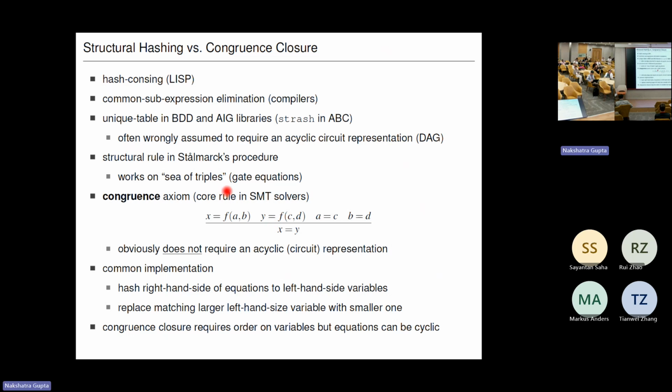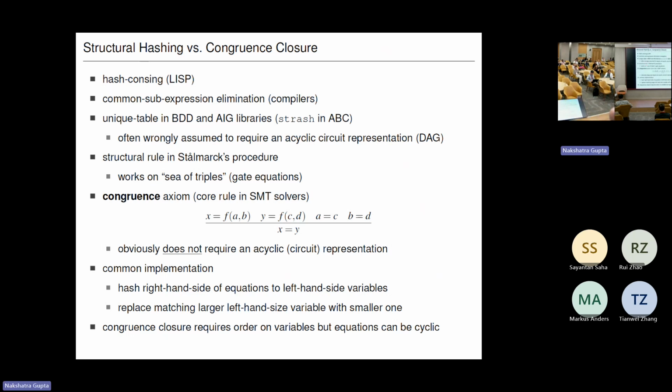And this structural hashing has a long history. So it's hash consing in Lisp, common sub-expression elimination. In BDDs and AIG libraries it's called a unique table. And it's wrongly assumed to require an acyclic representation. Like I mentioned this already, if you have these triplets from Stålmarck's procedure, you can have them cyclic.